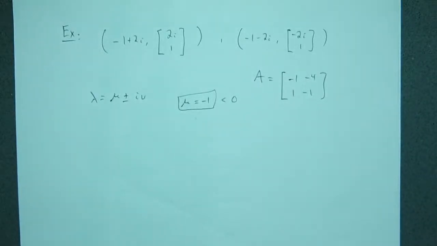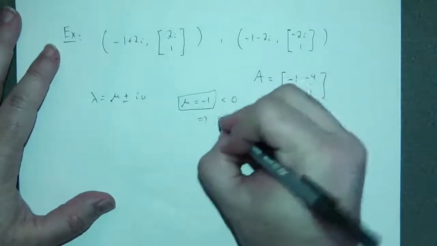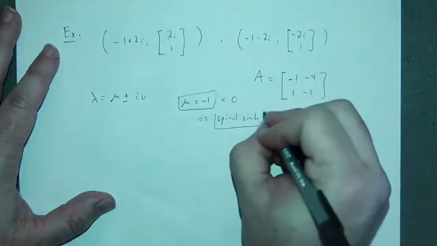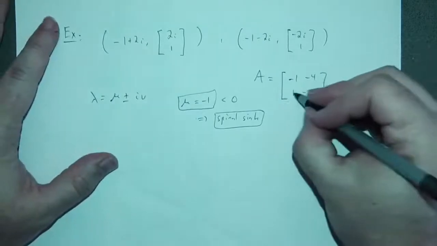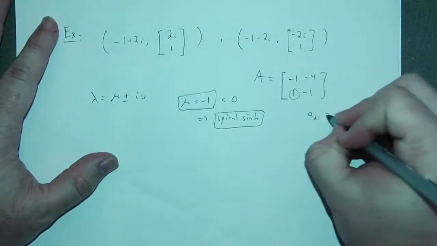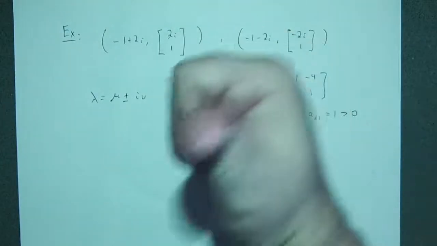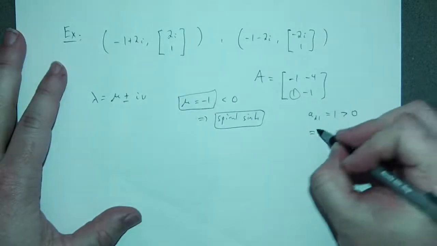Okay, so then how does that impact the cases? Well, this puts me in the case of a spiral sink already, just knowing that mu is negative. So now I need to know whether this is clockwise or counterclockwise. And I figured that out by looking at A21, right? So A21 is equal to 1, that is positive. Remember the right-hand rule? Positive A21 indicates counterclockwise.